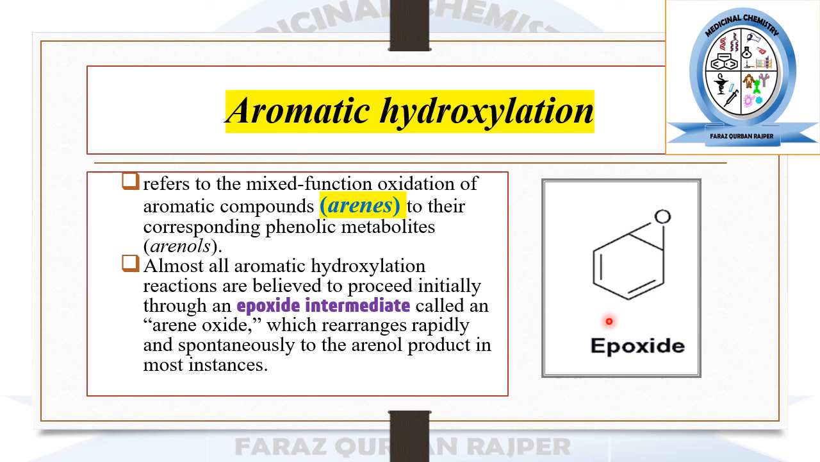So this is the figure for the epoxide intermediate. So what is happening basically in the metabolism of a drug containing the aromatic ring? First of all, oxygen is being introduced at the aromatic or benzene ring. So this is how oxygen appears and forms a bond. So this is the epoxide. After this intermediate stage, it will again rearrange itself and get converted into the phenolic compound. So now it will become OH. So that will be the phenolic metabolite, the arenol.